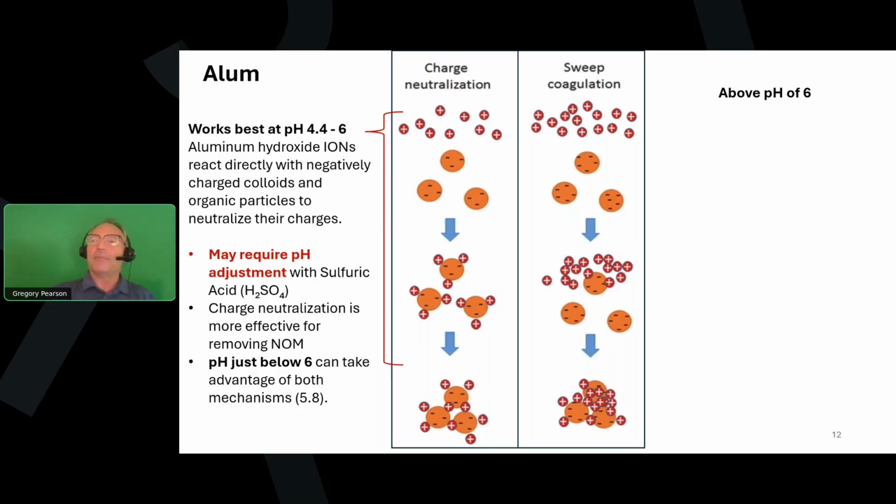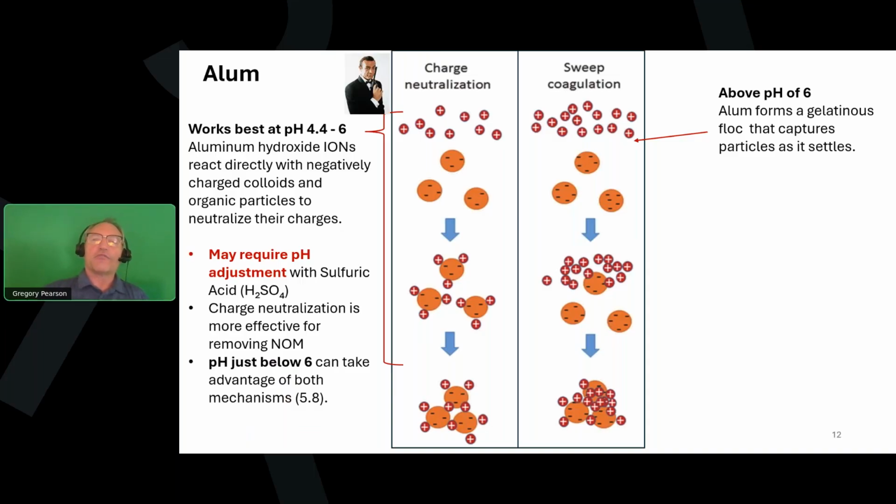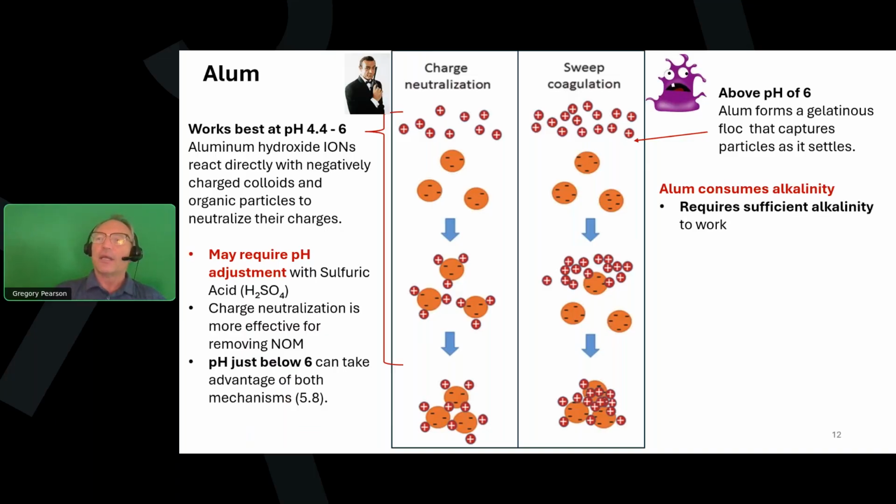When you get above pH of 6, we're mostly looking at sweep flocculation, in which the alum forms a kind of gelatinous floc, and it floats down through and captures particles as it settles. It still is effective, but it might not be as effective at neutralizing each one of those small particles. Charge neutralization is like James Bond looking for an individual particle, whereas sweep flocculation is more like the blob.